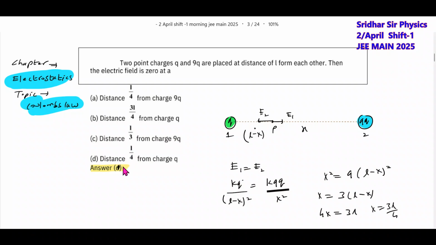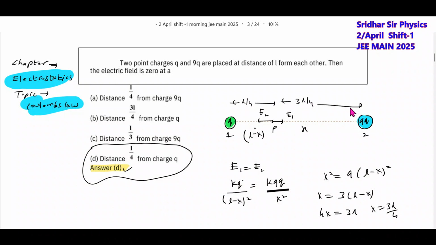I think option it should be B. Okay, this is x equal to 3L by 4. Sorry, x equal to 3L by 4 from 9Q. Not there. 9Q. L by 4 will be Q. Option D only will come. 3L by 4 from here. So how much this length will be? L by 4. A simple formula based. Just electric field is a vector quantity. E1 and E2 should get nullified. Take the next question.